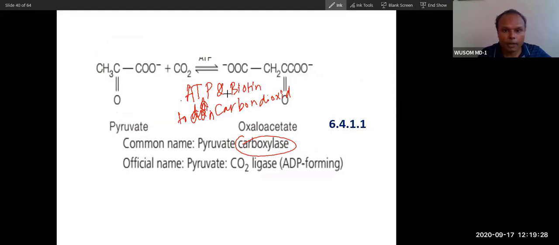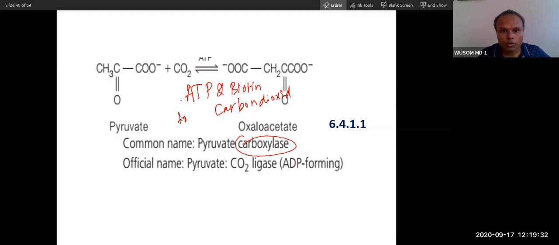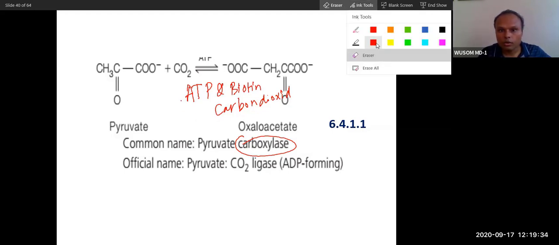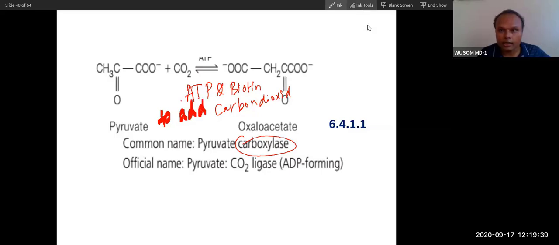It utilizes ATP, biotin, and carbon dioxide to add carbon dioxide. Where is biotin here in this? I have not written it here, but you can write it yourself in your notes. So it is very important. Biotin is very important here. Got that?